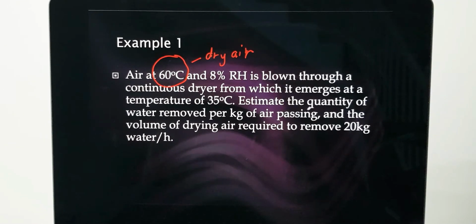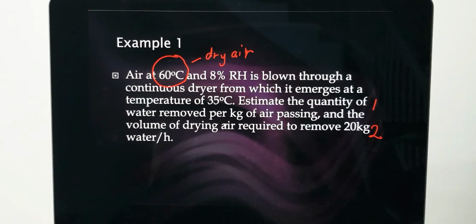Okay, so estimate the quantity of water removed per kilogram of air passing. For every one, so this one you have two questions basically. You have number 1, and then number 2. Estimate the quantity of water being removed per kilogram of air passing, meaning that if, let's say, for 1 kilogram of air passing through the system, what will be the quantity of water going to be removed from the system?